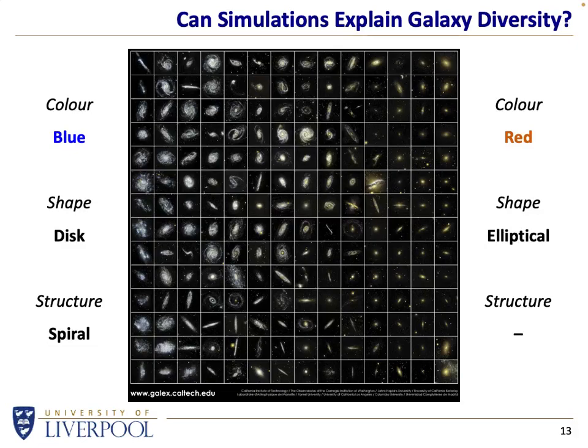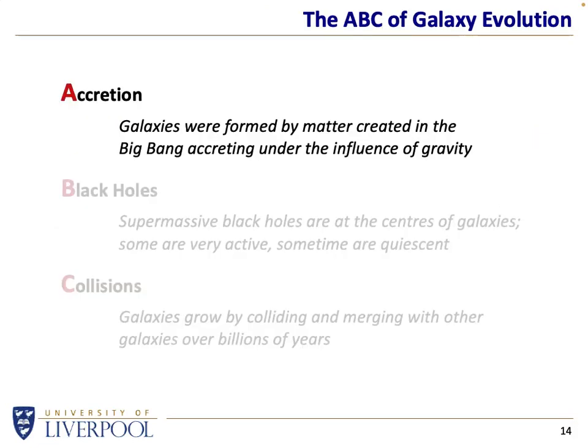But there's a huge variation in the structure, not only just the size, but in the structure and the color of galaxies. And it would be great if our simulations managed to reproduce this sort of diversity that we see in the universe. So let's have a look at the first of the ABC. We believe that galaxies form from accretion, so let's look in a little more detail at how that actually happens.